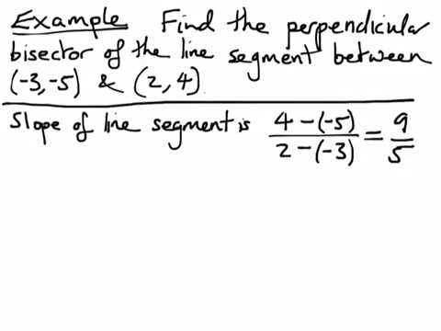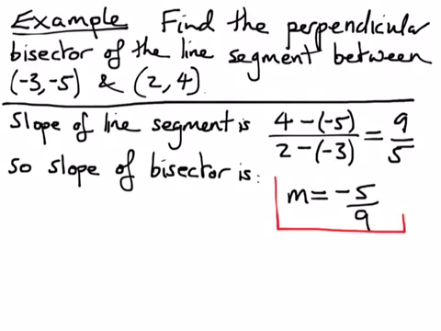So the slope of the line segment is this rise over run, right? So 4 minus -5, well that's going to give us 9, because the negative and the negative make the positive. And let's divide that by 2 minus negative 3. So that gives us 5. So we've got 9 over 5 is the slope of the line segment. Now remember, the perpendicular bisector is perpendicular to that. So the slope of the bisector is a number, m, that when you multiply it by 9 over 5 gives you negative 1. That number is negative 5 over 9.